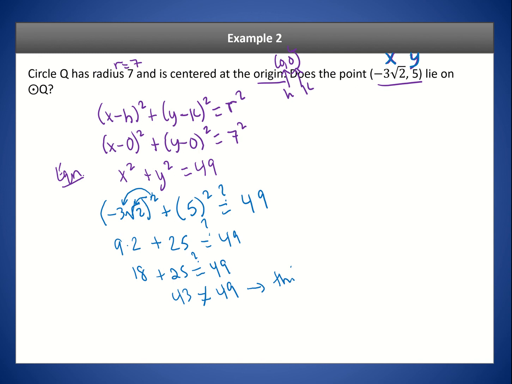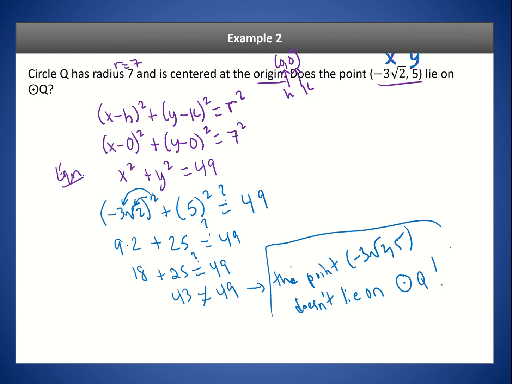So the point (-3 square root of 2, 5) doesn't lie on circle Q. And that is our answer.